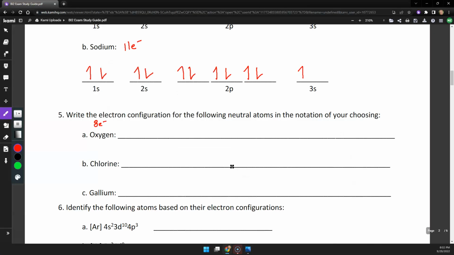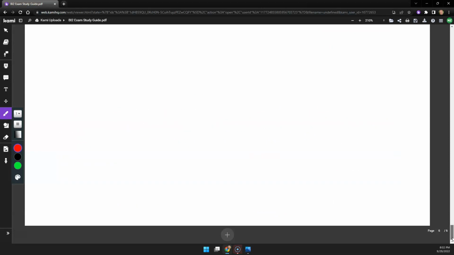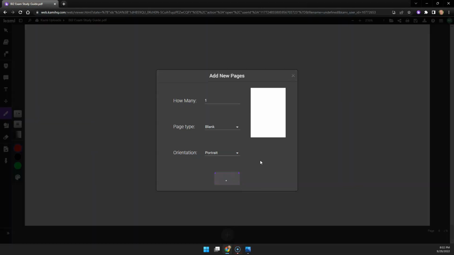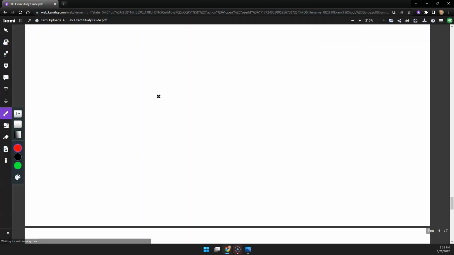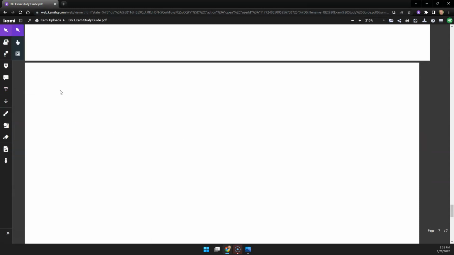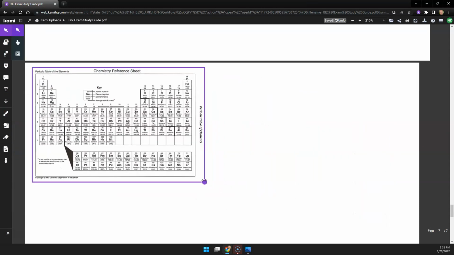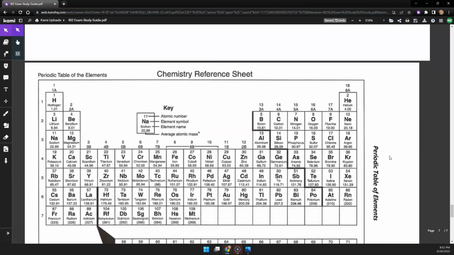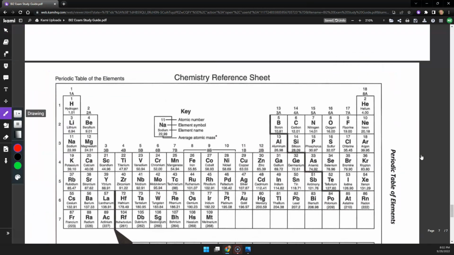Let's just do a quick recap on all of the blocks and levels. So bear with me for just a second. Let me go ahead and add this in. All right, I'm going to just plop this in on this empty page here. Okay, so on the periodic table that we use in class, we have 1A, 2A, 3A, 4A, 5A, 6A, 7A, 8A. Those are the S and P blocks. 3B, 4B, 5B, 6B, 7B, 8B, 1B, 2B. That is the D block.